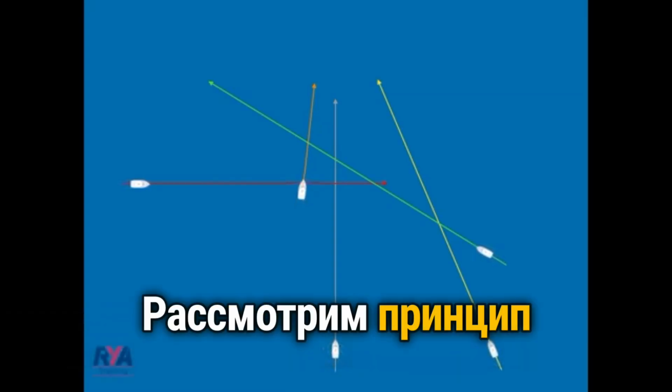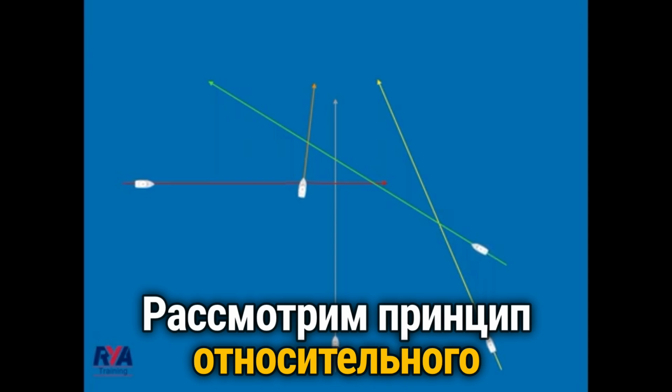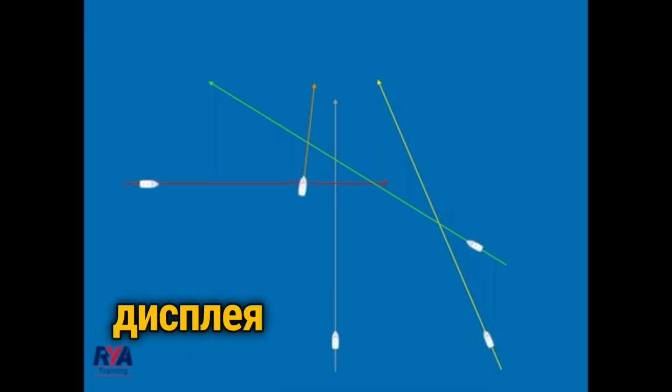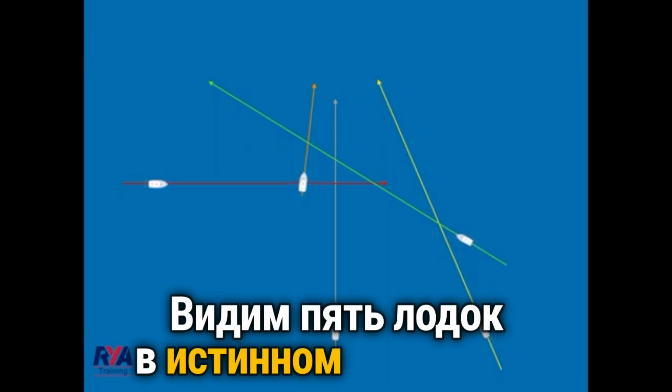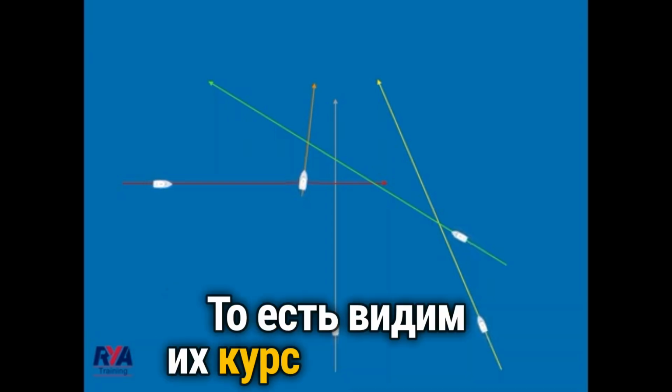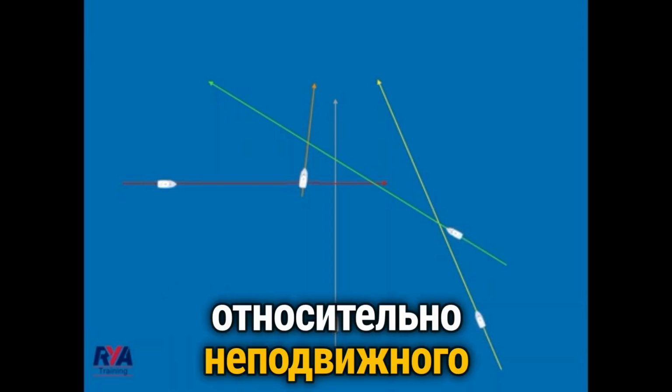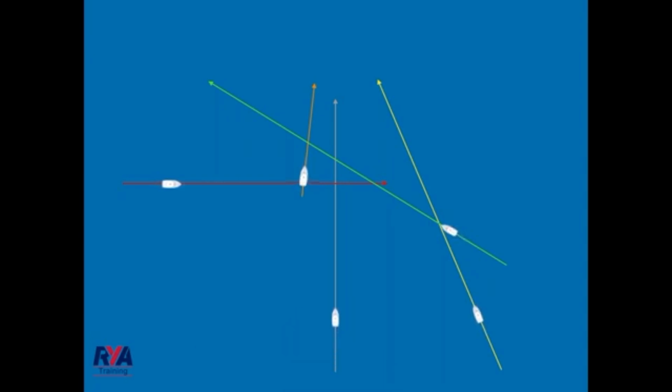We're going to look at the principle of relative motion and introduce some techniques used in interpreting a relative motion display. We can see 5 boats moving in true motion. That is to say, we are seeing their direction and speed against a fixed background. We're now going to focus on the boat following the grey track, travelling up the middle of the screen.